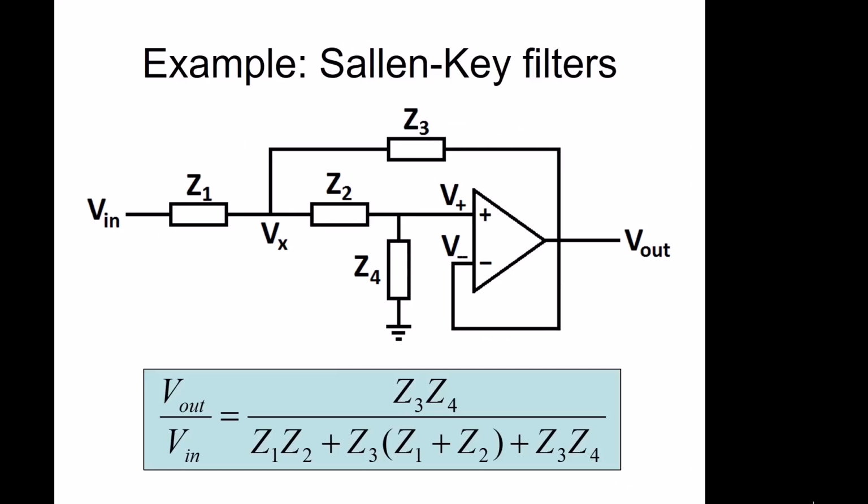This is a typical example of an active filter. It's known as a Sallen-Key filter, and we've got our op amp here, and we've got either a resistor or capacitor at these four locations. If we work out the transfer function of this, it comes out to be this term here. So this looks rather complicated, but if you look at the exercises, it takes you through step by step how to work this out.